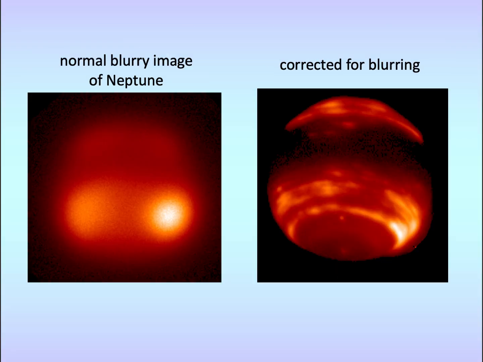Here's an example of how much more detail can be brought out in the photo of a planet when correcting for atmospheric disturbance. The first image of Neptune doesn't give us much detail, but we can see much more detail and streaky surface storms that come from massive winds that occur on Neptune.